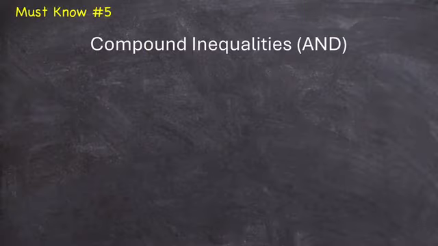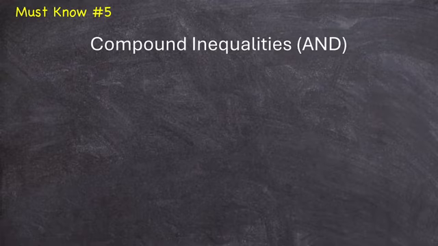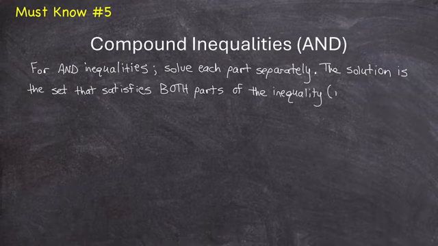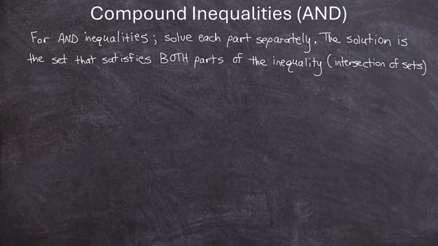Must know number 5, compound inequalities of the AND type. For AND inequalities, you solve each part separately, but the solution is the set that satisfies both parts of the inequality. So it's the intersection of the two sets of solutions. So let's have a look at a few different examples.